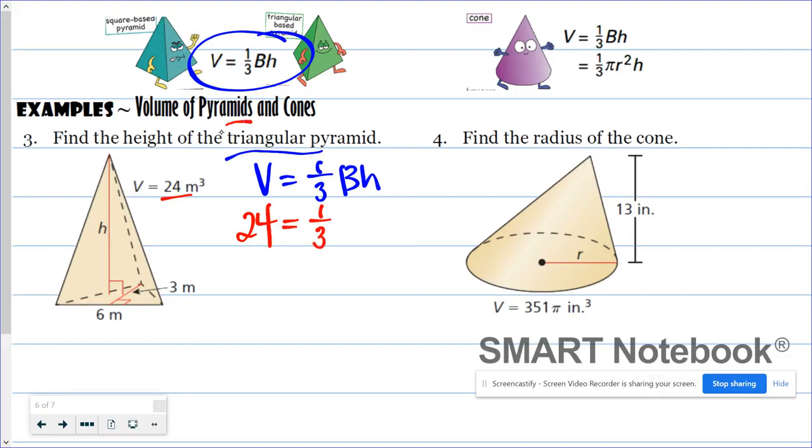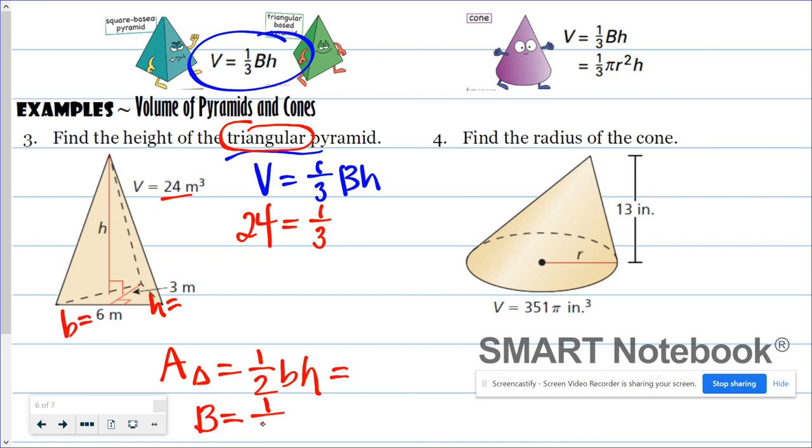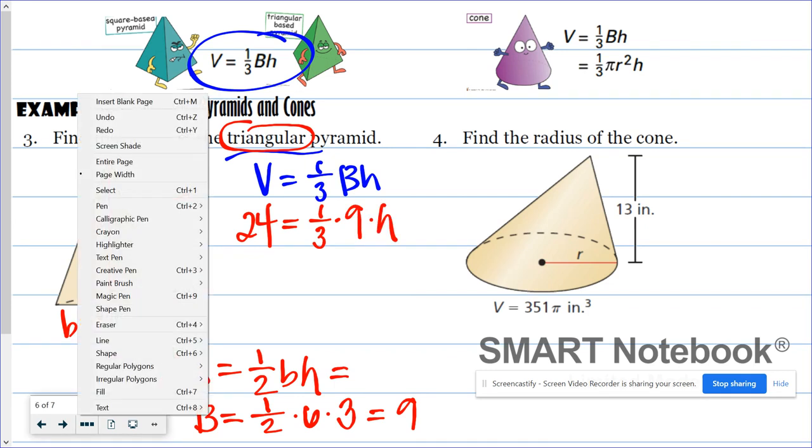Well, I know the base is a triangle. I know that you can find the area of a triangle by going half the triangle's base times the triangle's height. So in this problem, the base would be 6 and the triangle's height would be 3. So that means big B, area of the base, is going to be equal to 1/2 of 6 times 3. Okay, so half of 6 is 3 times 3 is 9. So that's the area of my base. I'm going to plug that into my formula up here. So I have 24 is equal to 1/3 times 9 times h.